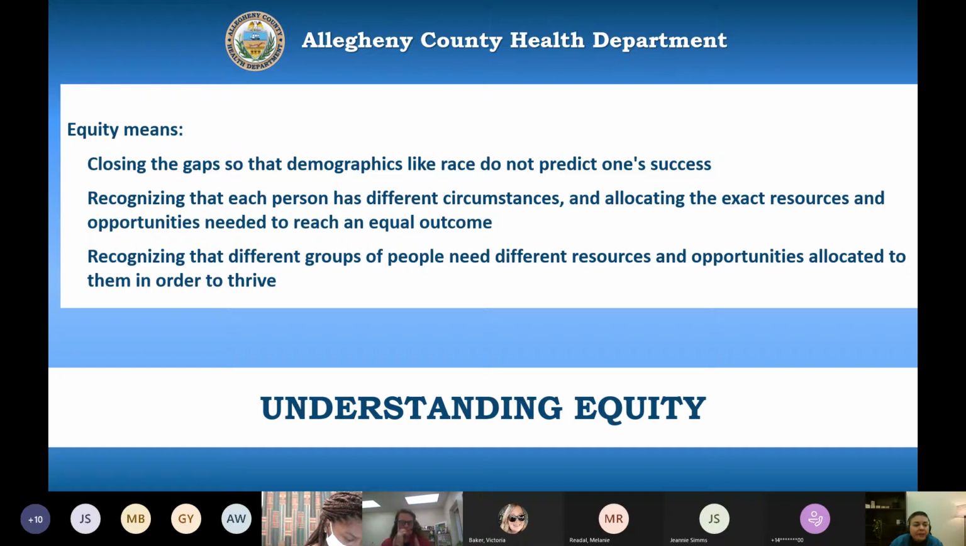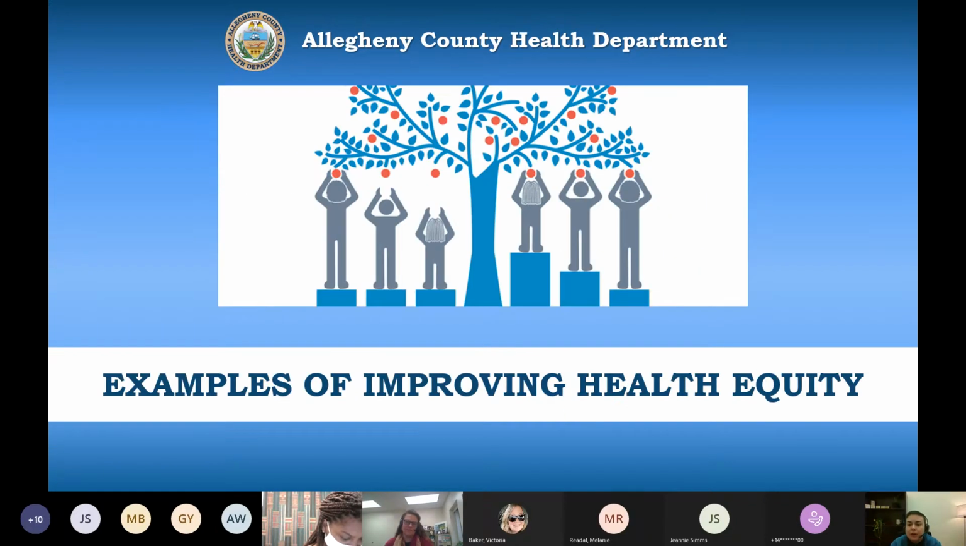And so now that we've talked a bit about social determinants of health and health equity, I'll take a moment before I go into examples, if anybody has any questions or wants to throw out their own definitions of what they think about when they think about health equity or equity in general.